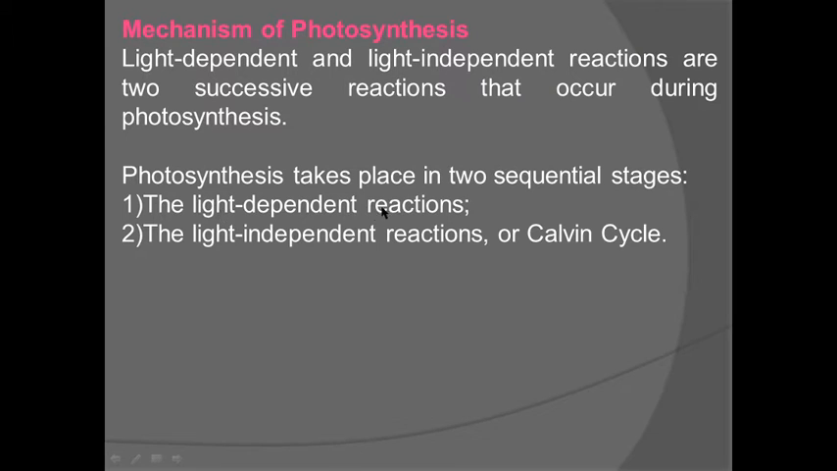Now in light dependent reactions, ATP and NADPH are synthesized during the light dependent phase of photosynthesis, and in light independent reaction, what happens? The synthesized ATP and NADPH are utilized for the conversion of carbon dioxide to glucose, which occurs in the light independent phase of photosynthesis.